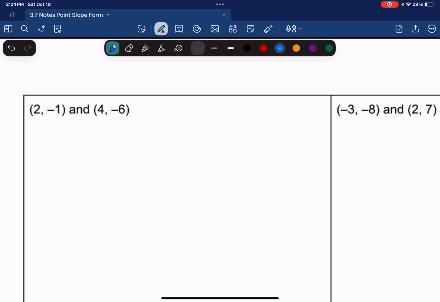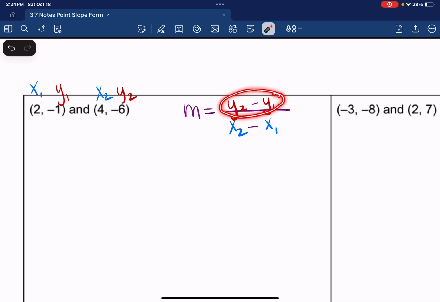All right, so again, I always want you guys to label. So we can label our first point x1 with its corresponding y1 value. And then our second point can be x2, y2. And hopefully you remember the slope formula. It's m equals y2 minus y1 over x2 minus x1. Okay, this is the change in y over the change in x. It's our rise over our run.